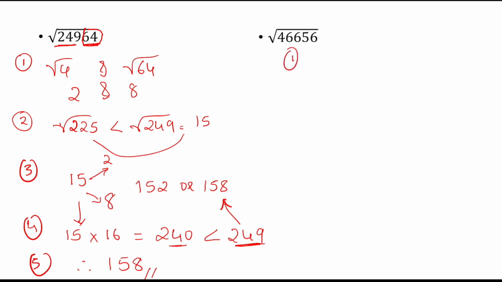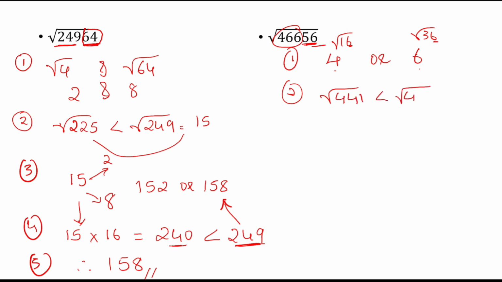Next, see the last number which is 6. 6 ends for 4 or 6, that is 16 or 36, isn't it? 6 is ending for 16 and 36, and square root of 16 is 4, square root of 36 is 6. Second step, leave these two numbers, take the remaining numbers. Square root of 466, it is nearer and lesser than square root of 441. So, square root of 441 is 21. So, write 21 here, 4 here, 6 here.